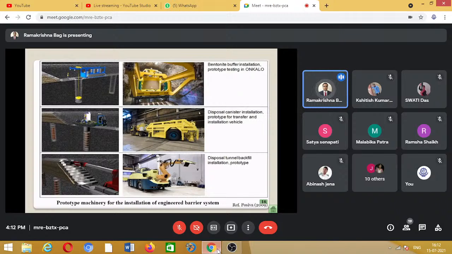These are also some real life pictures of when you want to excavate tunnels or place the containers, how this excavation is being done and gradually how the bentonite blocks and everything are placed. You can see that creating this machinery itself and taking it down such a huge distance underground is one of the major challenging projects.